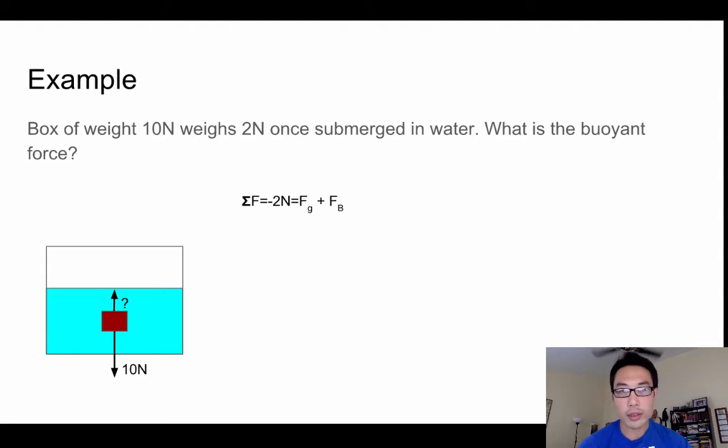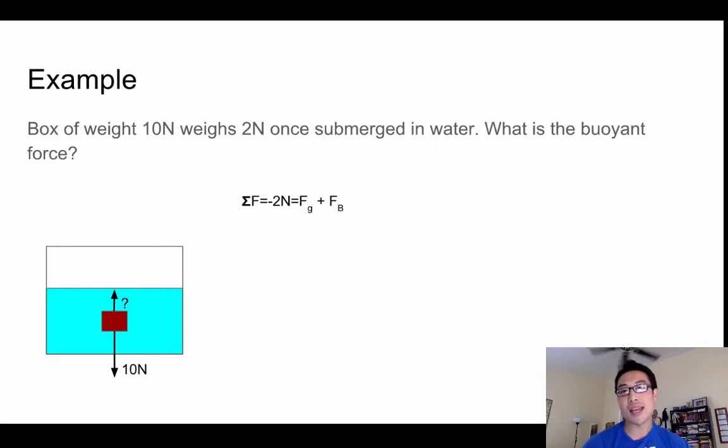So that fancy symbol right there is sigma, and in the physics world, that means the sum of. So the sum of all the forces is equal to negative 2 newtons. Where did we get that? Well, the example problem says that after it's submerged in a liquid, it feels as if it weighs 2 newtons. So the weight is a downward force, and it feels as if it weighs 2 newtons, so I wrote that as a negative 2.